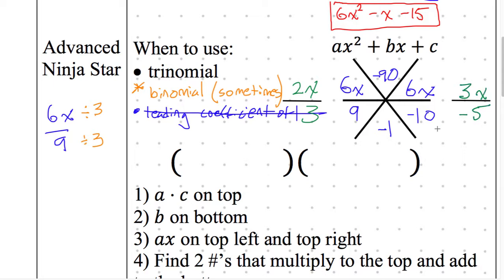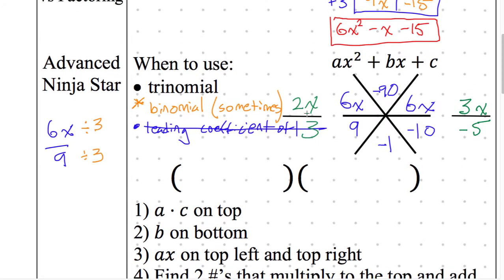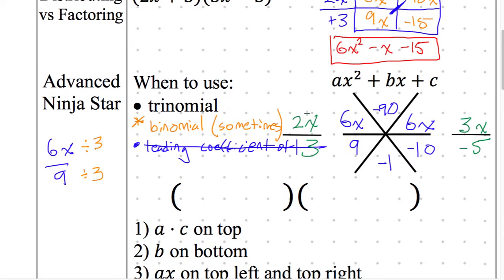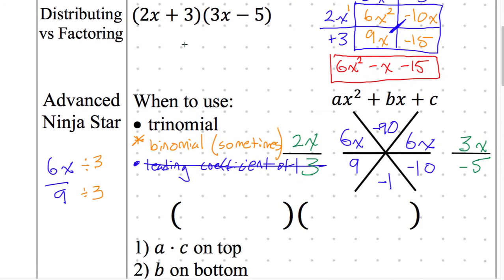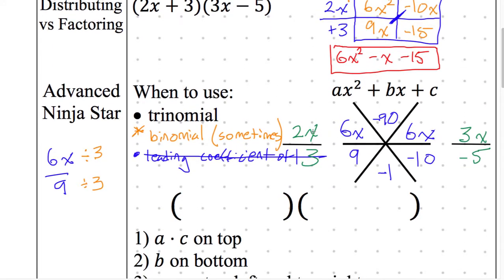All right, everyone make sure that you have that written down. It's an additional step to our Ninja Star, reducing these fractions. I would say that's the second most common mistake when doing factoring problems. The first most common mistake is forgetting to factor out the greatest common factor. The second most common mistake is forgetting to reduce your fractions.